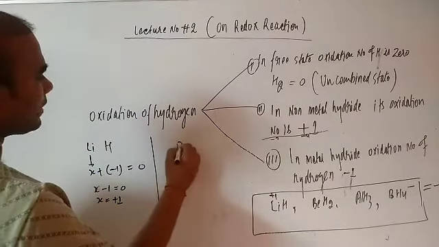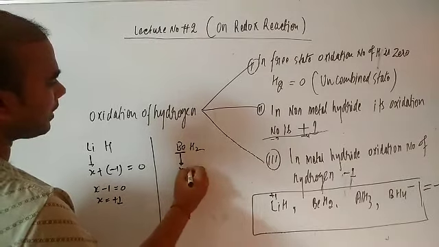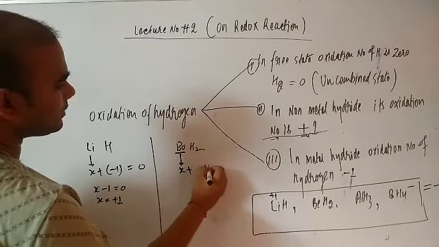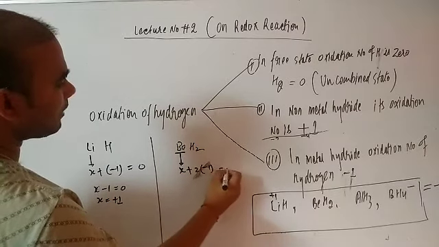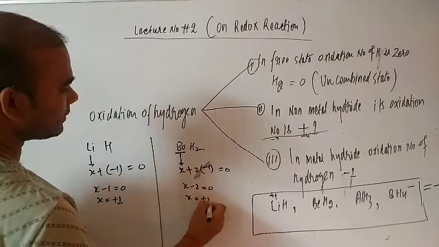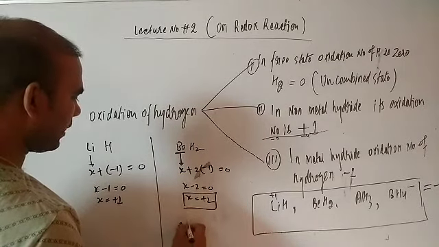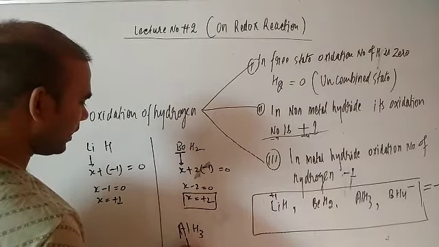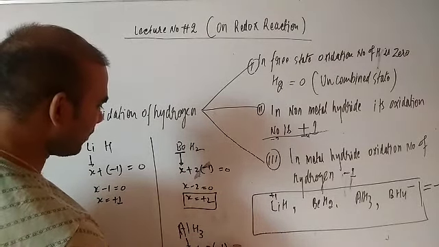Suppose you are going for BeH2, dear student. Beryllium is how much? This is the X. Hydrogen is how much, student? -1. Metal hydride, -1 multiplied by 2. So X - 2 equals 0. So X is equal to how much, student? +2. If you talk about AlH3, aluminum hydride, aluminum is X, 3 hydrogen is -1 multiplied by 3, equal to 0.